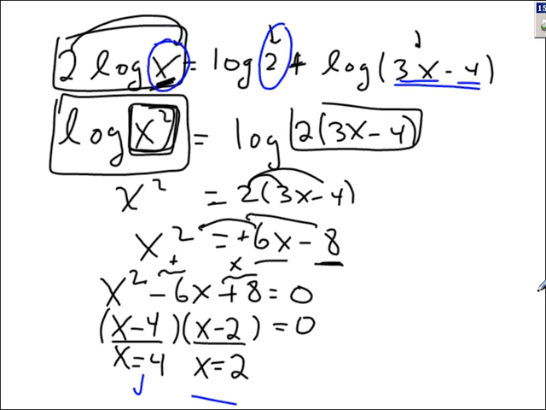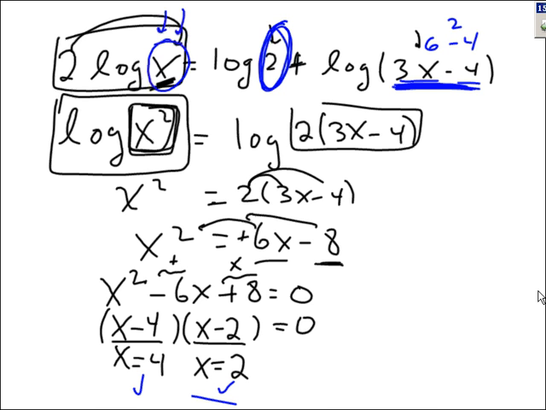Let's check x is 2. Remember, I'm taking log of x. That is, I'm taking log of 2. That's okay, because 2 is positive. Here I'm taking log of 3x take away 4. Well, 3x is 6, take away 4. I'm taking log of 2. That is good. You can take log of 2. So the answer is x is 4, x equals 2.